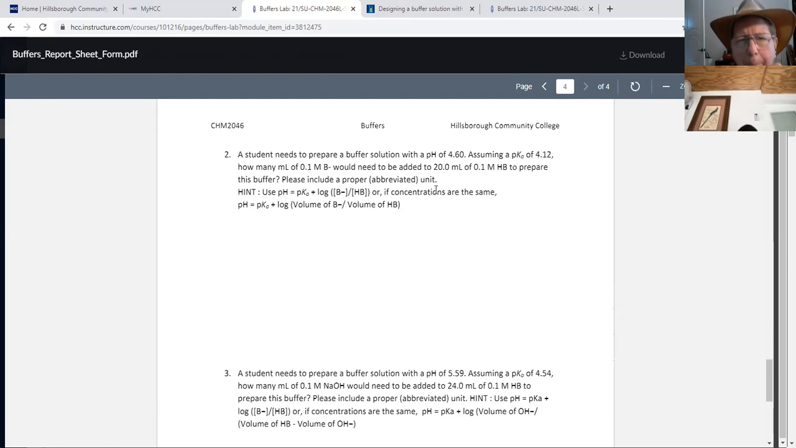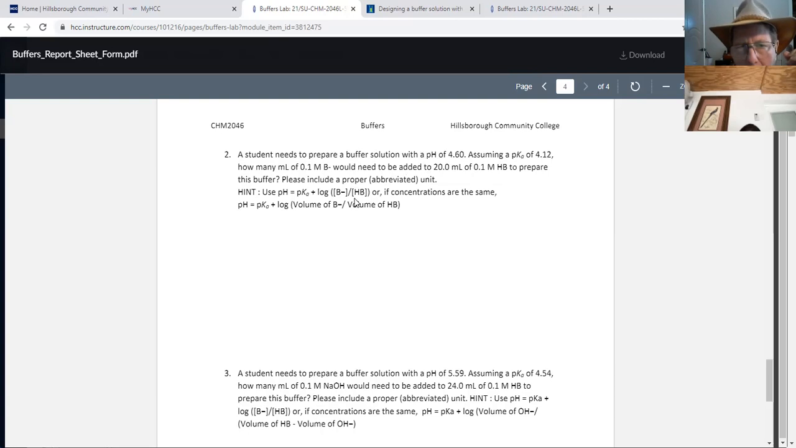I'm sorry, no, back off, Jennifer, let me back off there. In this equation, you are adding conjugate base to weak acid, okay? So all you're going to have to do is get the ratio of 0.1 over 20 milliliters because the concentrations are the same. Did that make sense, Jennifer? The concentrations are the same. If the concentrations are the same, then the only difference here is going to be the volumes.